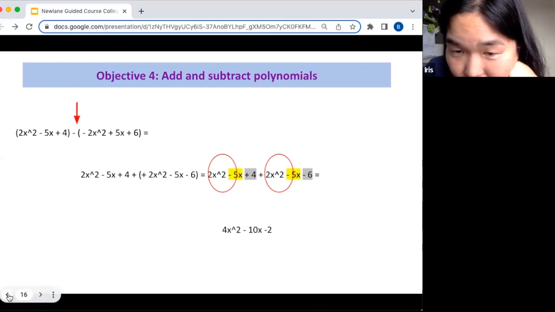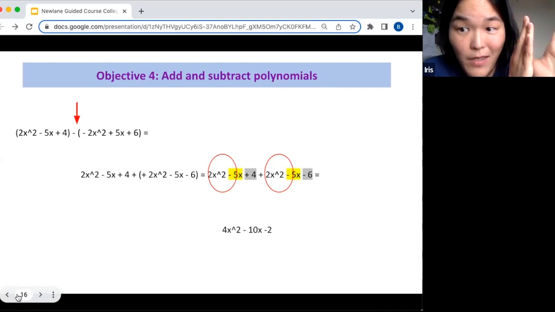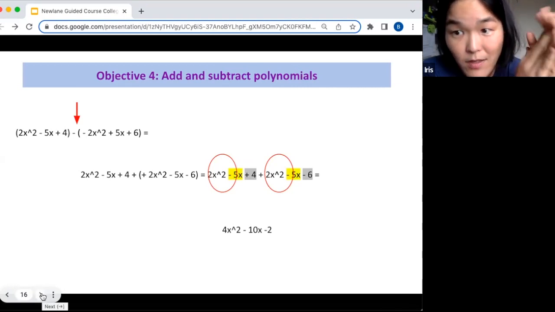So what I show here, after I expanded, the ones highlighted with gray are numbers, so I can add them up. That gives me -2, the last term at the bottom. And then the yellow ones are the ones that are multiplying x. So I have -5x with -5x. I add them up, I get -10x. And the ones I circled are the x squared. So I have 2x squared plus 2x squared, I end up having 4x squared. So we can add and subtract similar terms. By similar terms, I mean the powers of x need to be the same for them to be considered similar terms.